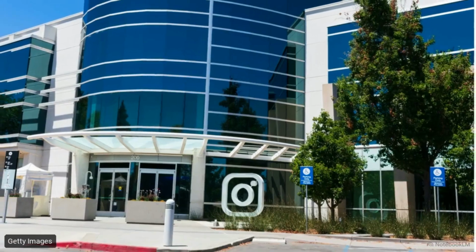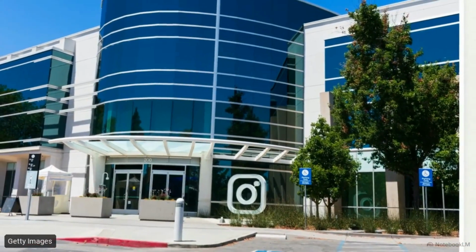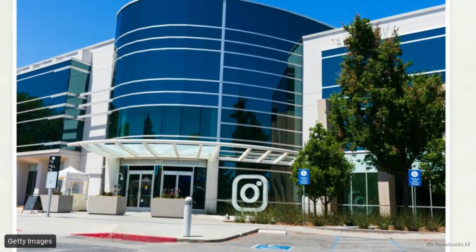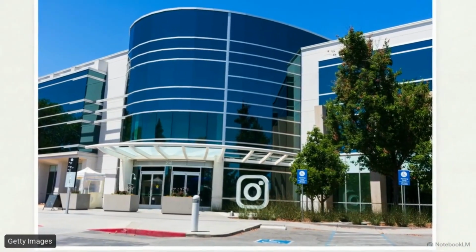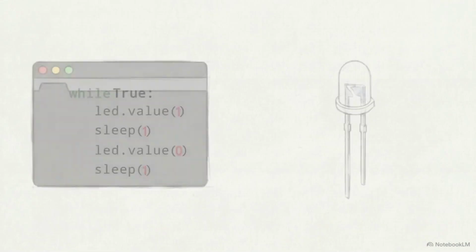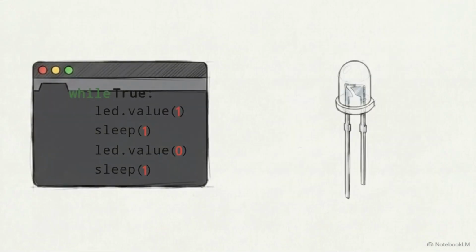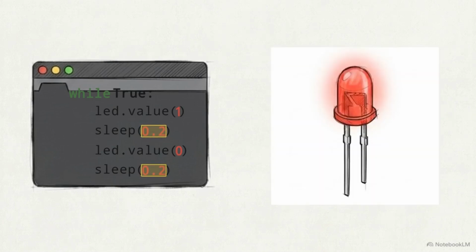The Python syntax you just wrote operates at a massive scale. It is the exact same language used to run global tech platforms like Instagram. Now that you have a working circuit, try testing the limits of your logic. Change the values in your sleep functions from 1 to 0.2 and run it again to observe the difference.